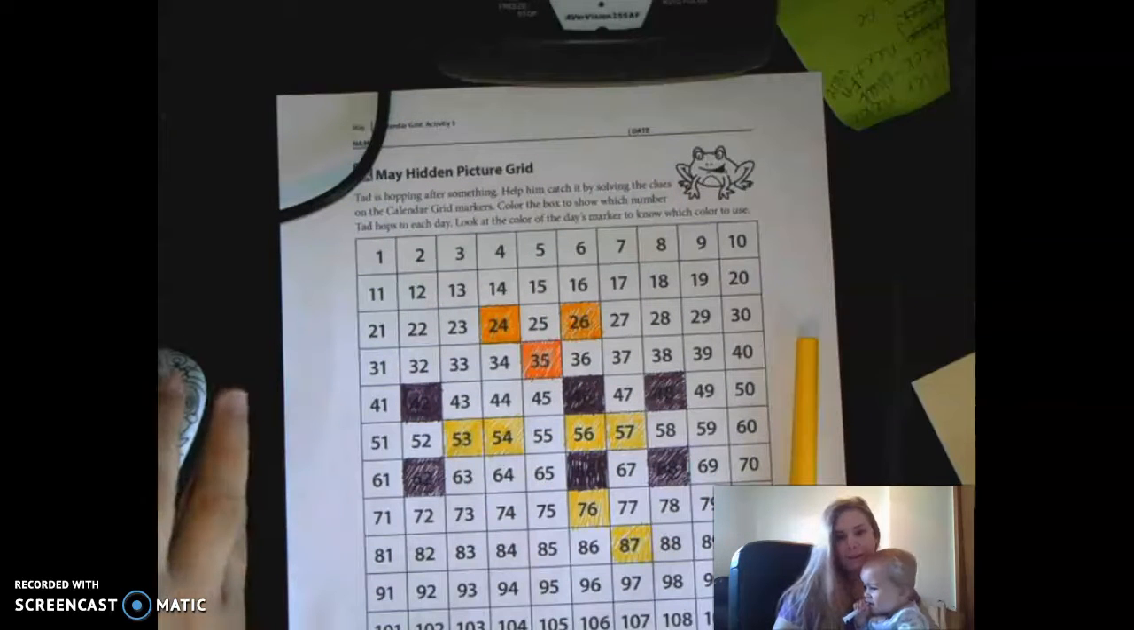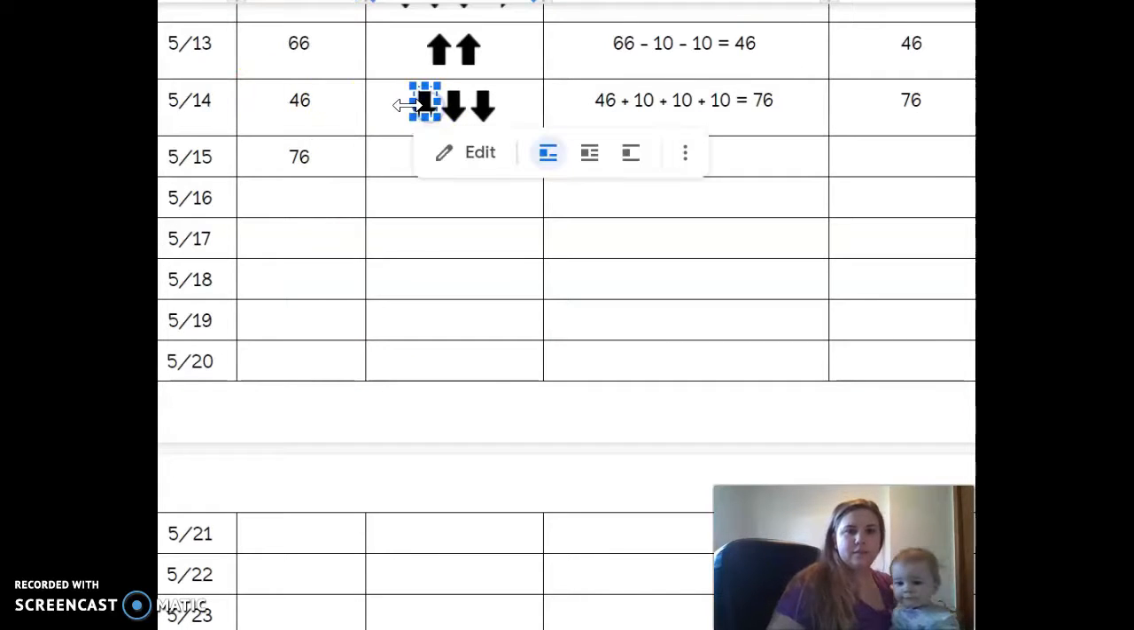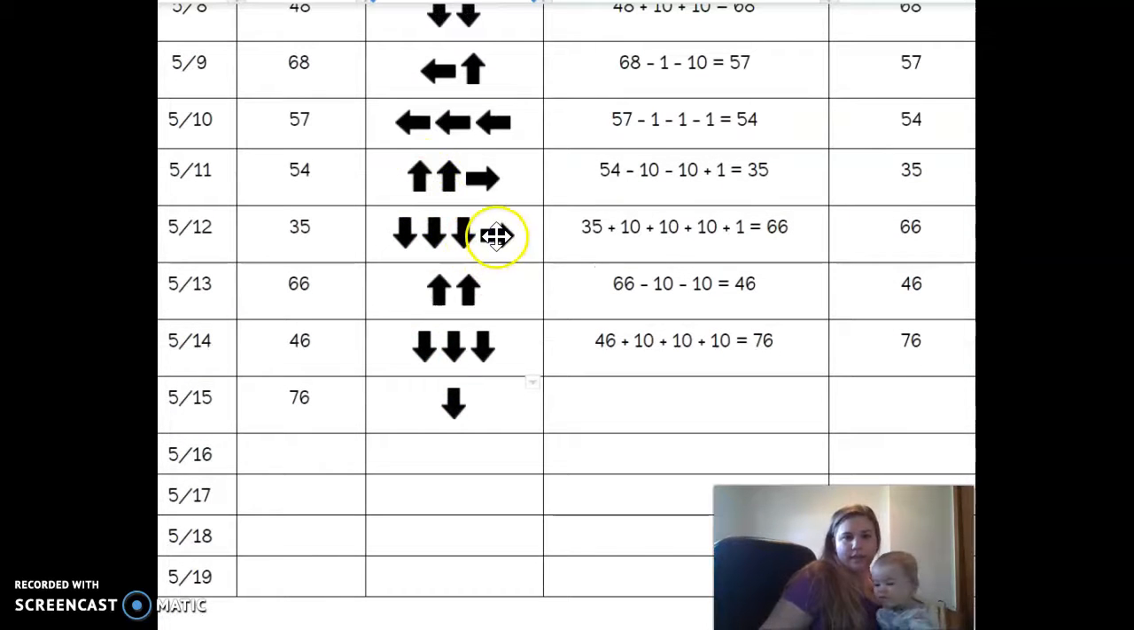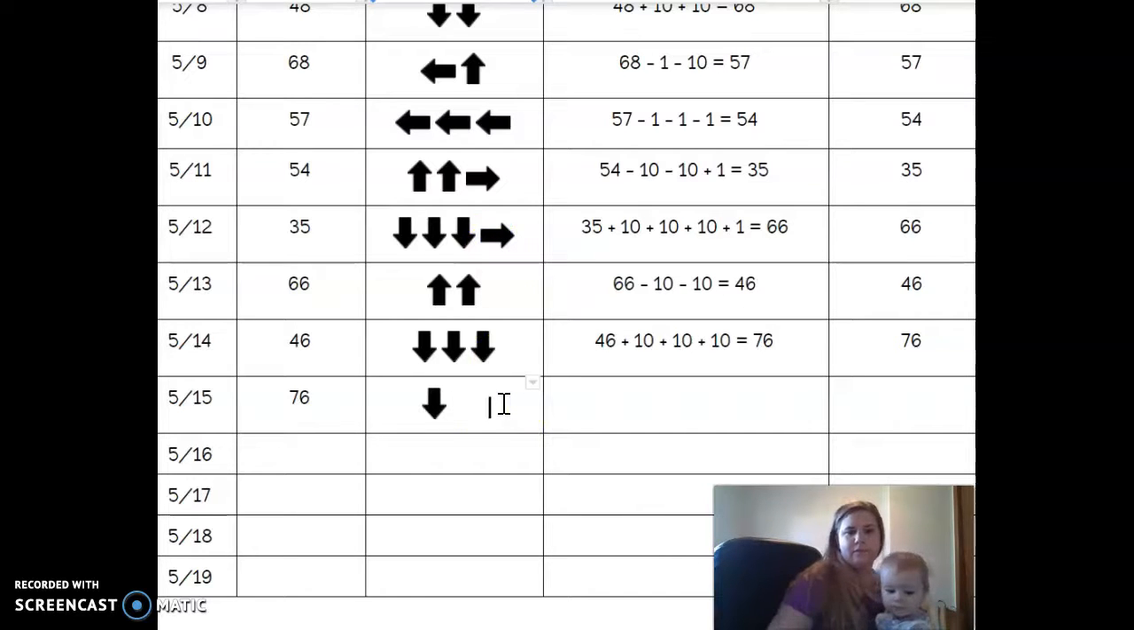Let's log that in our calendar grid. All right, here we are. We started on 76. We went down and to the right. So our equation, like we talked about, would be 76 plus 10 plus 1 equals 87. And that is where we ended, on 87.